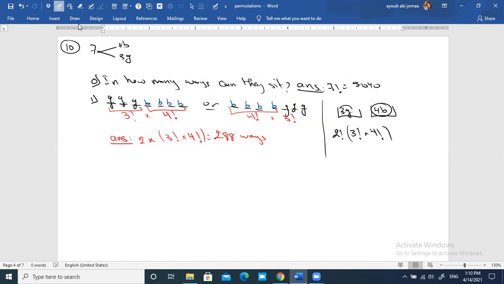اوكي. يعني هون اذا بنشرح شوي ناس كم شغله تفهمها. Box 3 girls, another box 4 boys. 2 factorial ways for the boxes, وبعدين 3 factorial ways for the girls, 4 factorial ways for the boys. Okay.